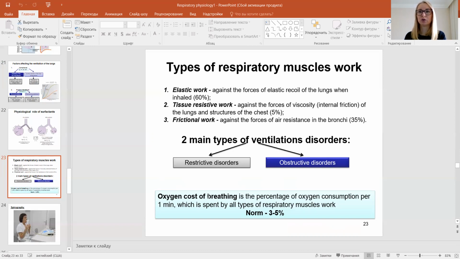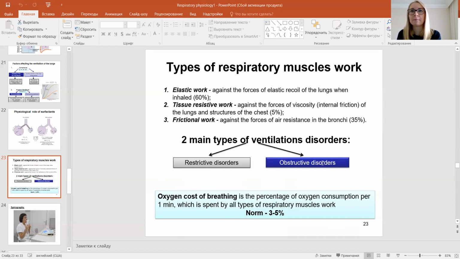What is the oxygen cost of breathing? It is the percentage of oxygen consumption per 1 minute which is spent by all types of respiratory muscle work, and its normal range is from 3 to 5%. And it is accepted to divide the typical ventilation disorders into two types: restrictive disorders and obstructive disorders.